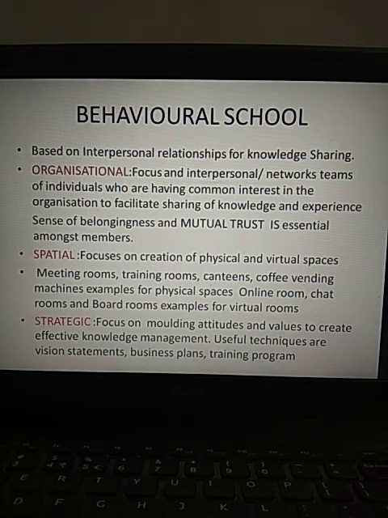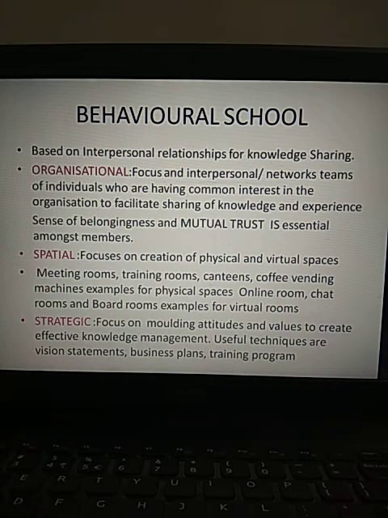Understand? The next one is the strategic school. This school focuses on molding attitudes and values to create effective knowledge management. Useful techniques are vision statements, business plans, training programs. So under the strategic school, the focus will be on the longer duration, in terms of preparation of vision statements, the overall business plan, as well as training programs.